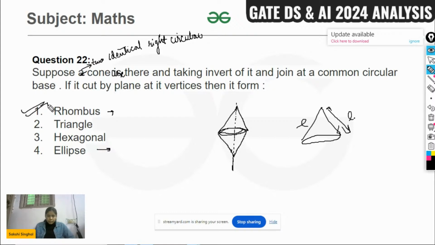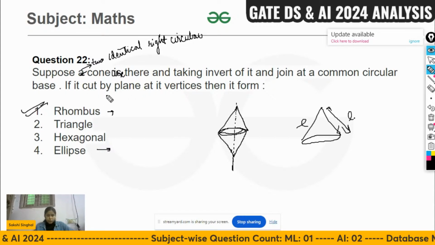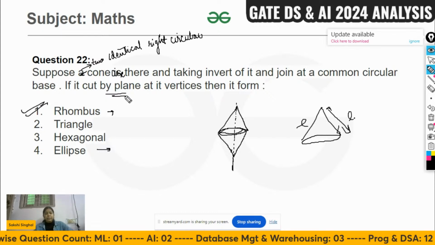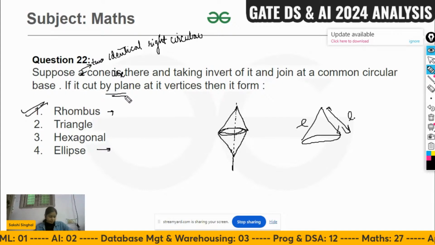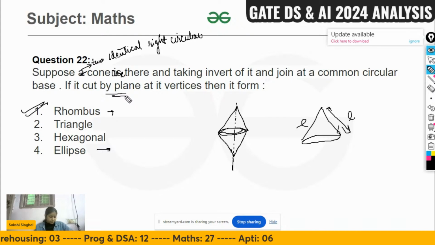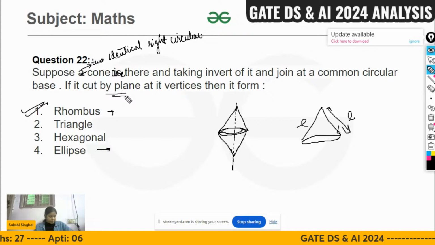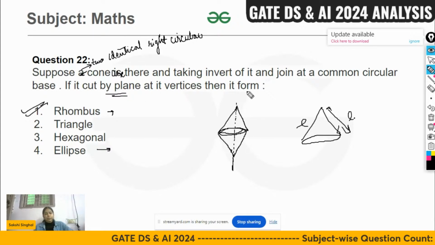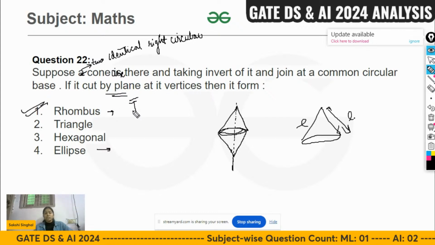They were asking about the outer shape. If it is cut by a plane, because Jignesh, we got this question, can you tell me what the correct question is? It says that if it is cut by a plane at its vertices, then it forms. So guys, just confirm whether they are asking for the inner shape or the outer shape, because we got this question from a student.